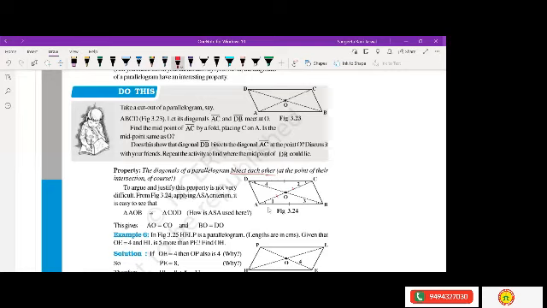That means AO will be equal to OC. And similarly, AC diagonal is bisecting BD diagonal. So BO will be equal to OD. Are you understanding? The diagonals of a parallelogram bisect each other, at their point of intersection. At which point is it bisecting? At the point of intersection. That is where they meet.